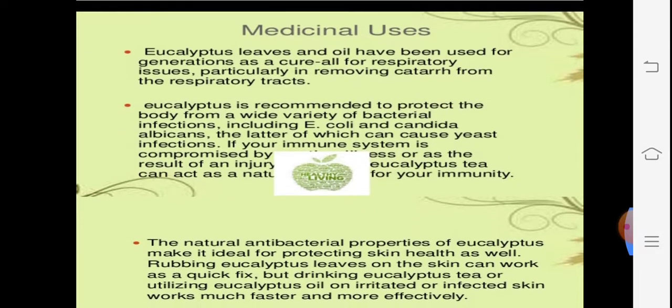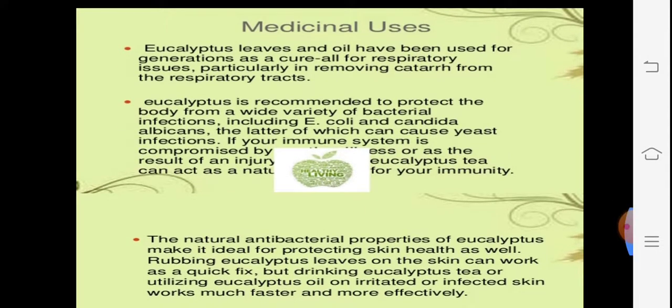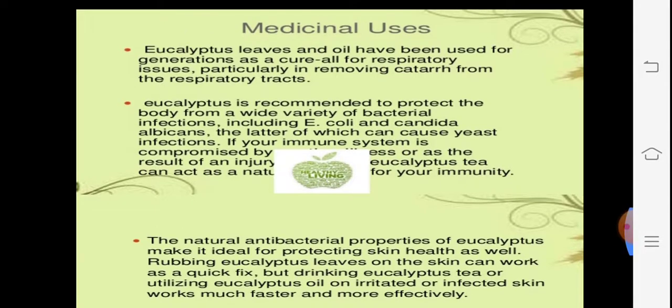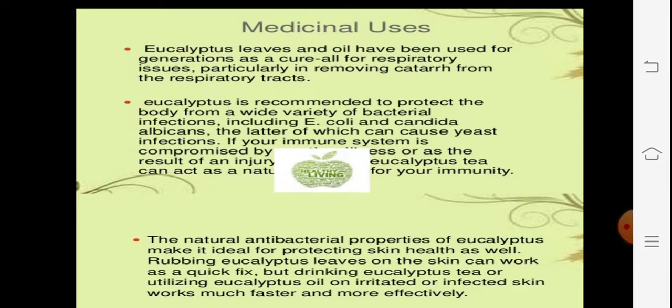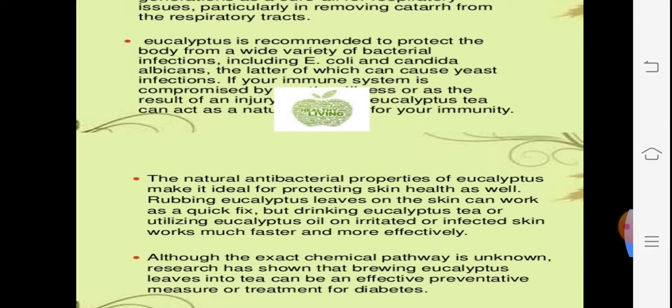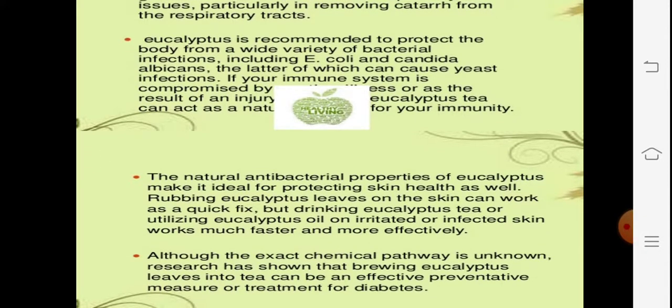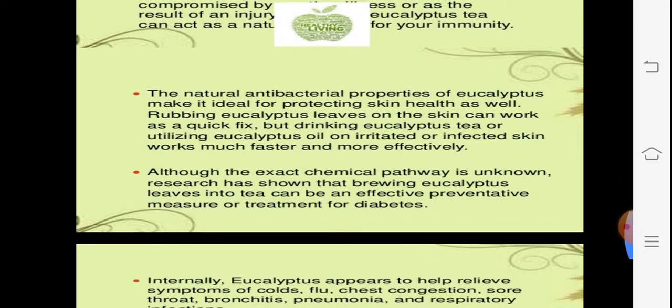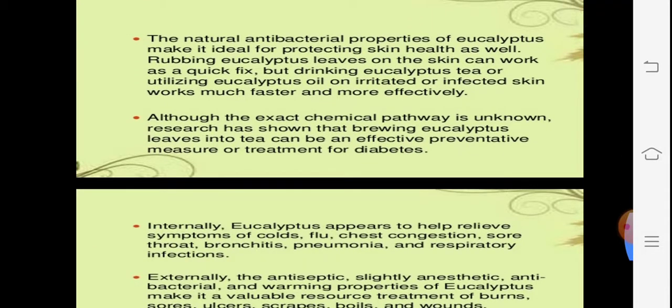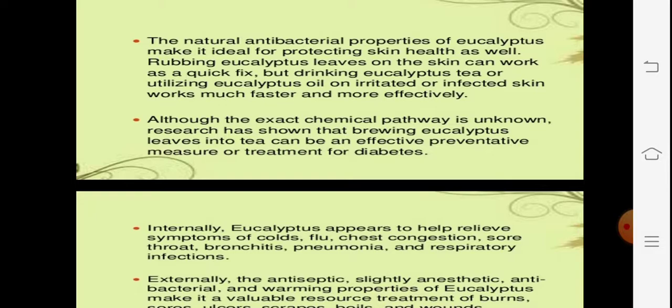Then medicinal uses are there. The leaves give oil, which is used for respiratory issues, catarrh, and coldness in the nose. Then different varieties are used for oil. It is called eucalyptus tea, or used for immune resistance. Then naturally antibacterial properties are present in eucalyptus.